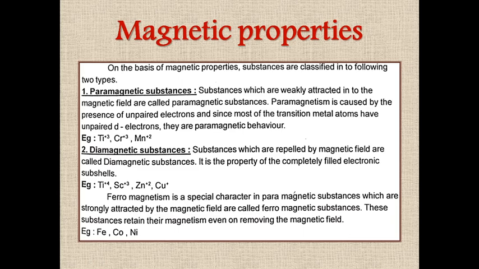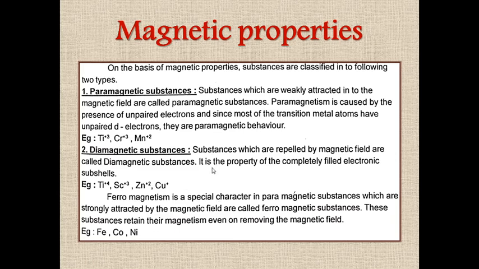Coming to the magnetic properties, these d block elements are classified into paramagnetic substances, diamagnetic substances and ferromagnetic substances. Substances which are weakly attracted into the magnetic field are called paramagnetic substances. It can be caused by the number of unpaired electrons present in the transition metal atoms. So these are the paramagnetic behavior.